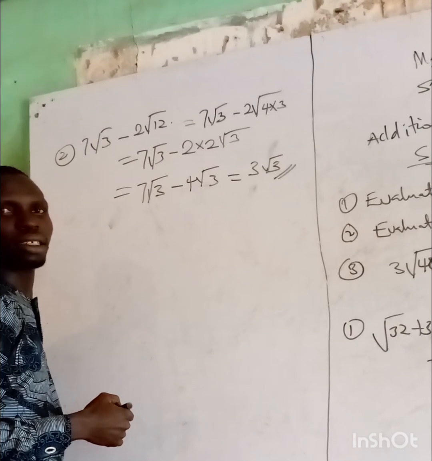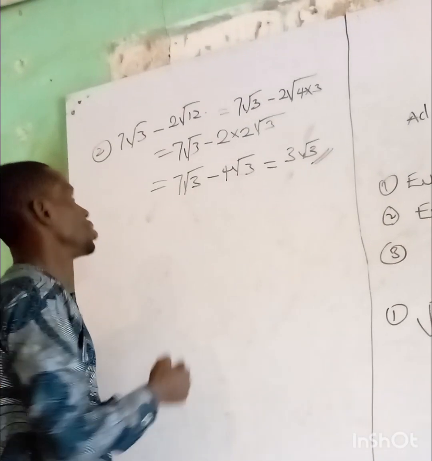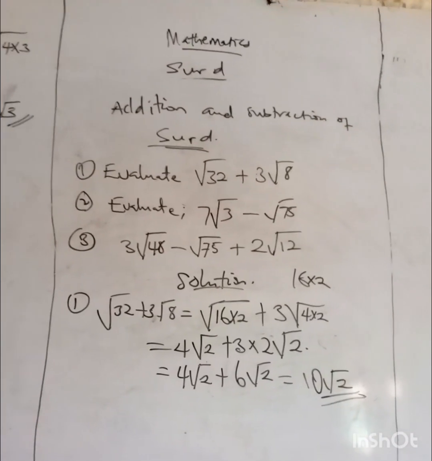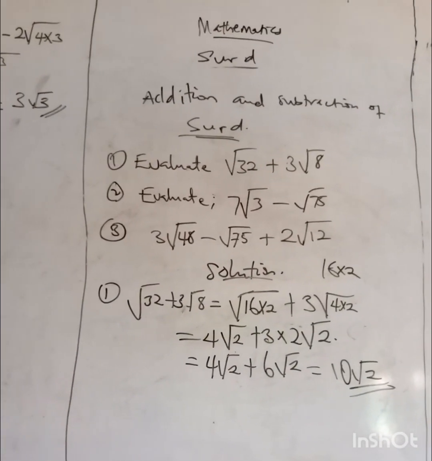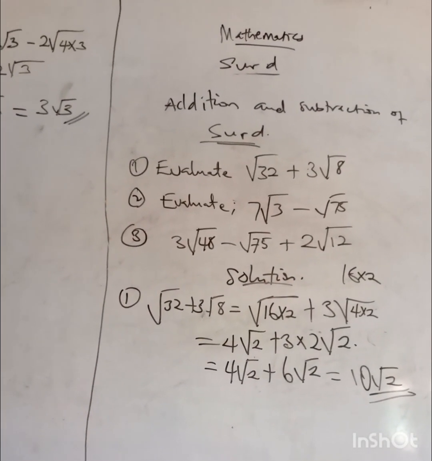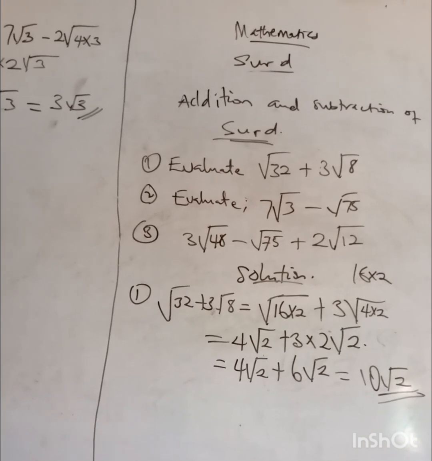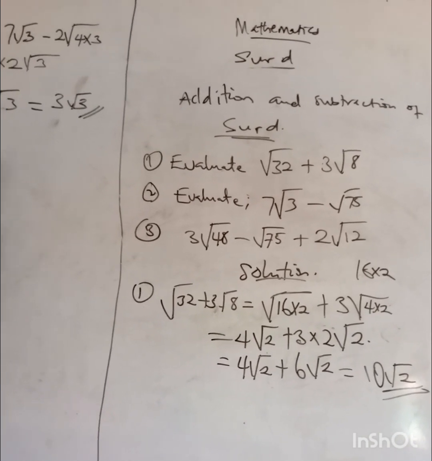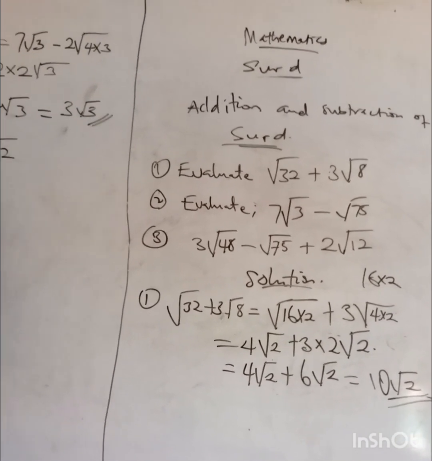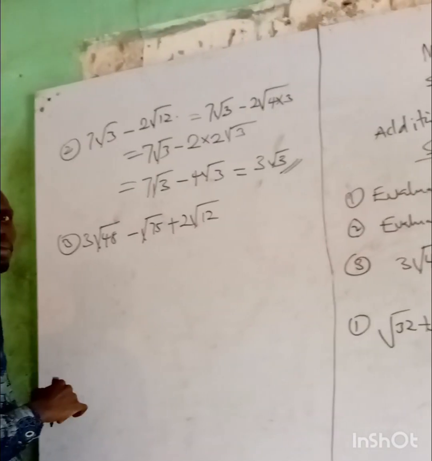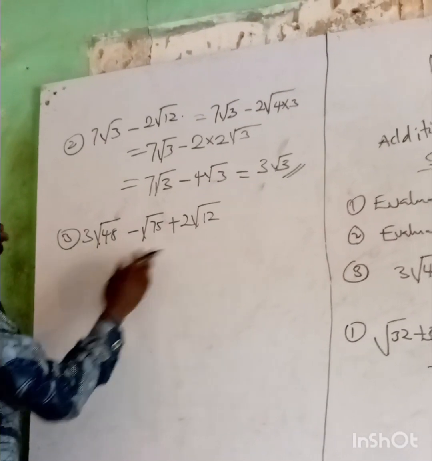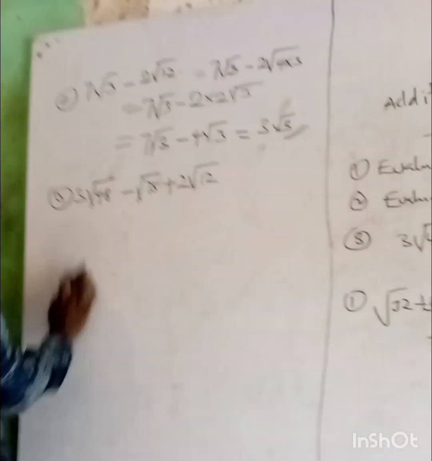How do you understand that? Yeah, very good. And number 3 is 3 root 48 minus root 75 plus 2 root 12. So we are going to be simplifying one by one.